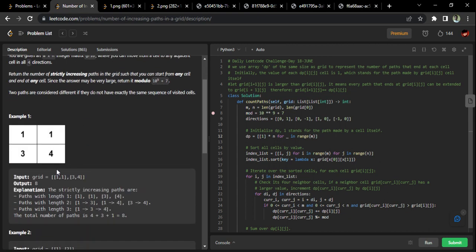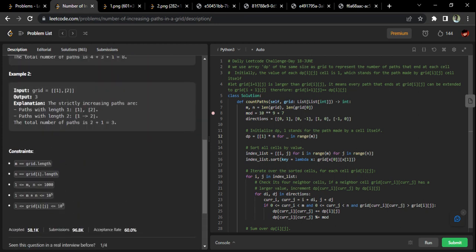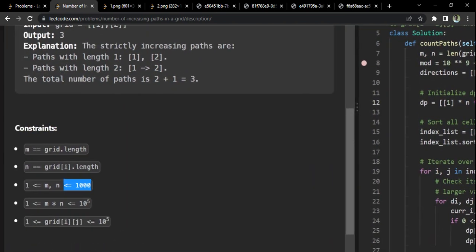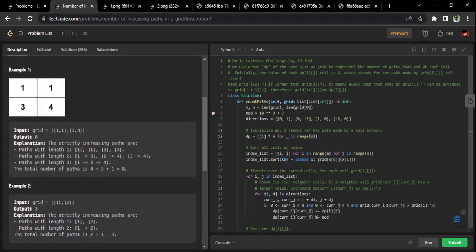So let's see the input first. We can clearly see we are given an input called grid, and it's filled with numbers. Let's see the dimensions here. Both m and n. One thing is very clear: m and n are not the same. It's not a square grid. m and n need not be the same, and it can be up to 1,000 cross 1,000.